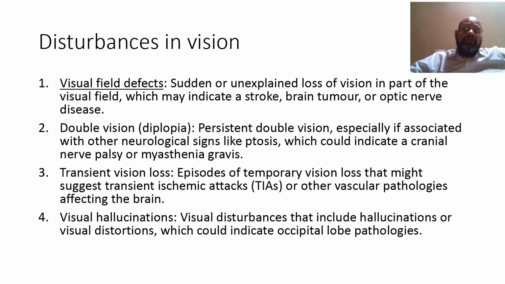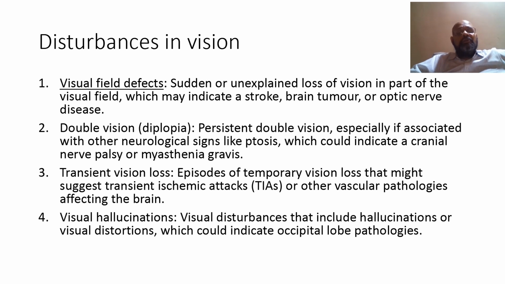The patient might have bitemporal hemianopia, which might suggest chiasmal involvement, or a congruous homonymous hemianopia, which might suggest optic tract involvement, or a quadrantanopia, which might suggest optic radiation involvement, as well as a homonymous hemianopia with macular sparing, which might suggest the occipital pole to be involved. So as you can see, the visual field defects can be quite broad.